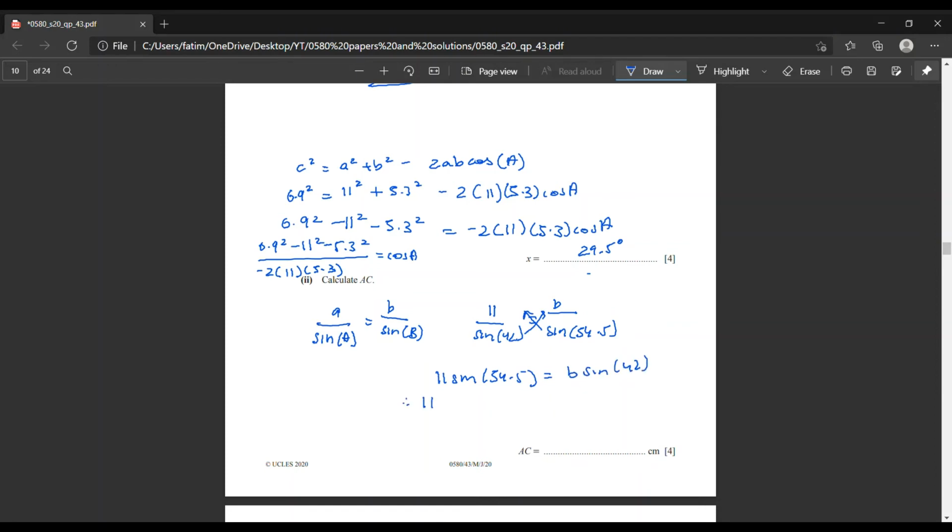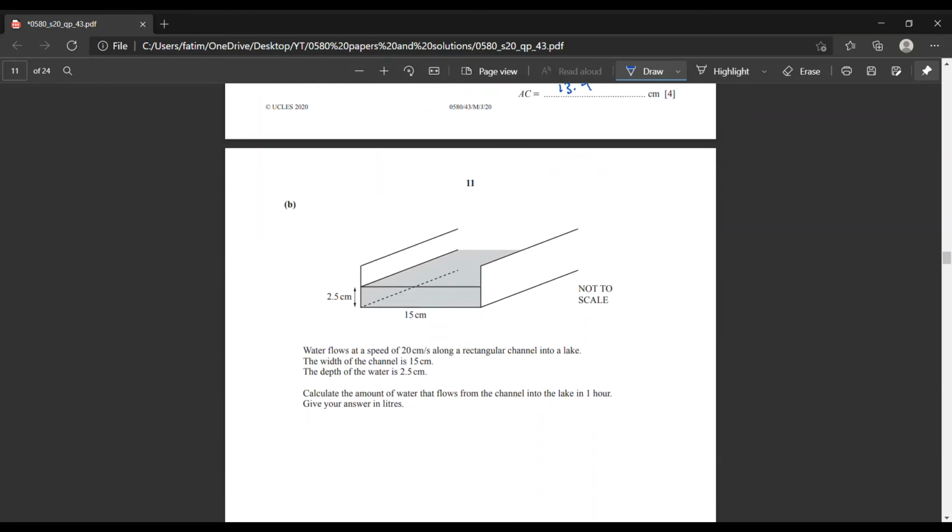Therefore, 11 sine 54.5 divided by sine 42 is equal to B, and I'll just solve for that on the calculator. You get 13.38 or 13.4 centimeters. So that's the answer for that. Now moving on to part B.